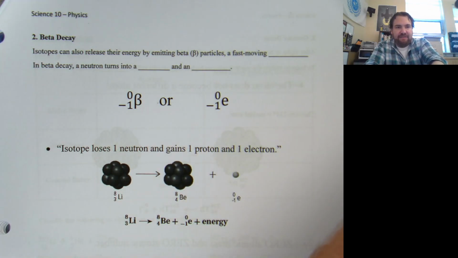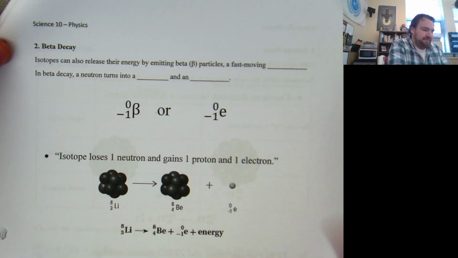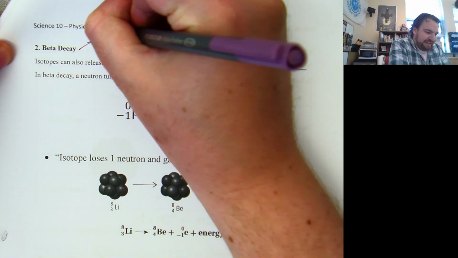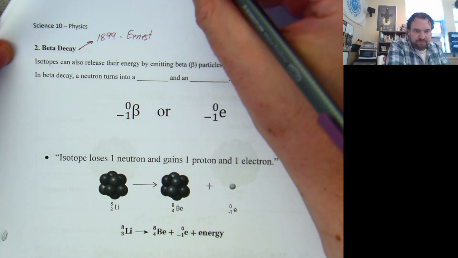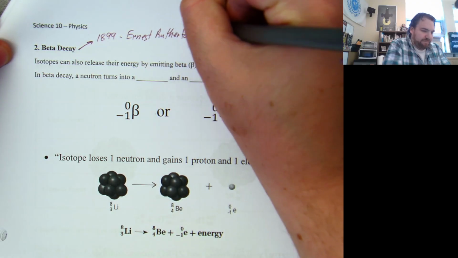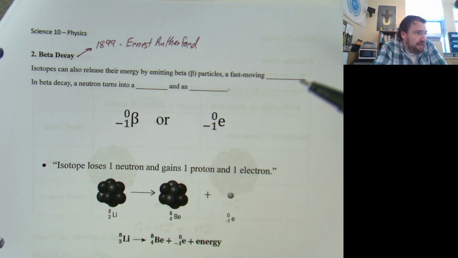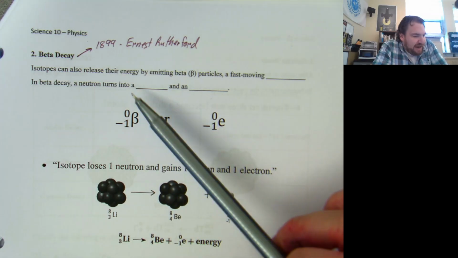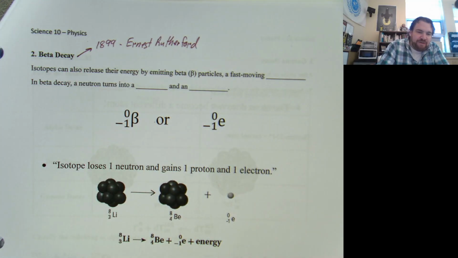Here's the next one. The one that comes out after alpha is beta. And beta decay was also discovered in 1899 by Ernest Rutherford. It's a different form of decay. Instead of releasing an alpha particle, sometimes radioactive decay looks like this. Isotopes can release their energy by emitting what's called a beta particle. A beta particle is a fast-moving electron.